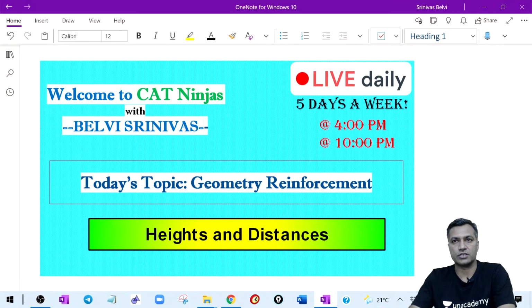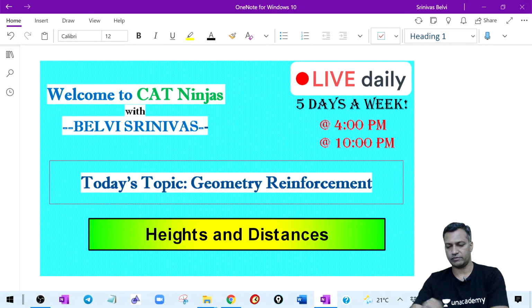So let's continue our journey with geometry. We were discussing a few things on geometry. I think we did quite a bit of core geometry: triangles, circles, quadrilaterals. And yesterday we also looked at mensuration. Today we will look at one concept from geometry which is technically based on right angle triangles. We look at heights and distances. That's what we are trying to do, right?